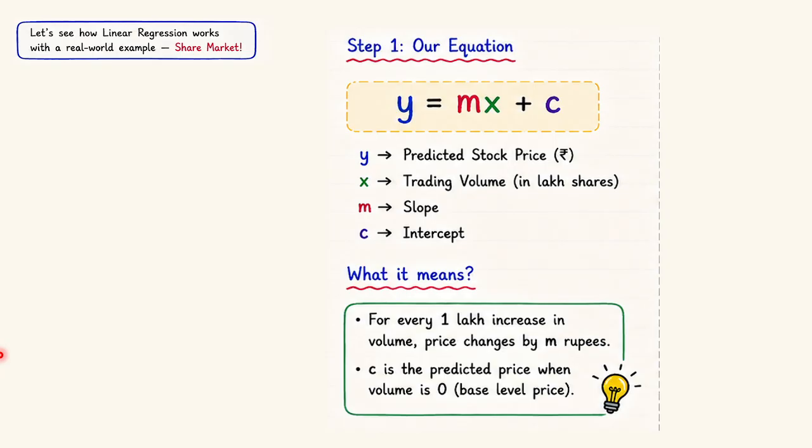Step 1 is our equation. A linear regression equation is y is equal to mx plus c. We know it, but let's revise it. Here, y is the predicted stock price, because we have taken the share market example. x is the trading volume measured in lakh shares, m is the slope, and c is the intercept. So our complete equation is y is equal to mx plus c. Now we have the equation. Now let's look at our data.